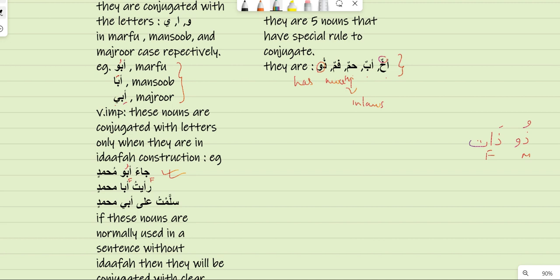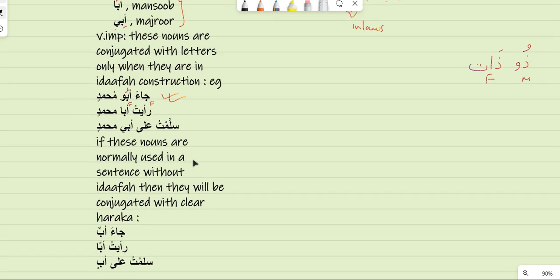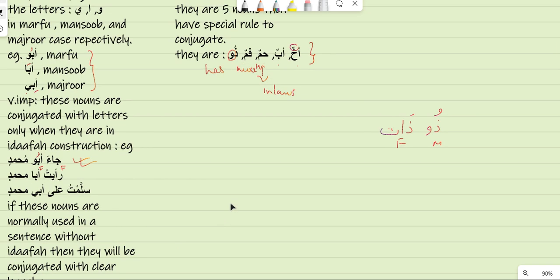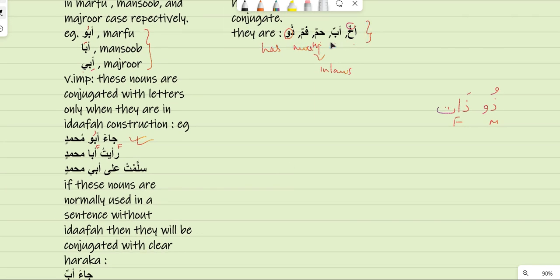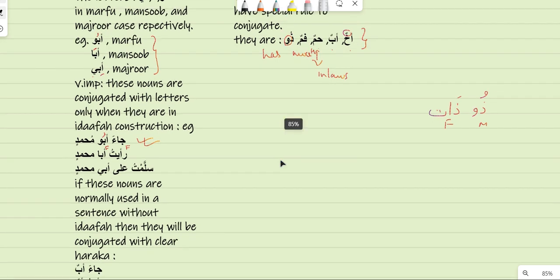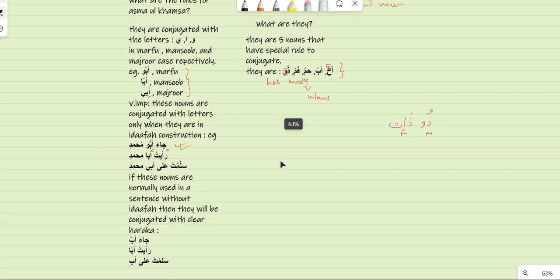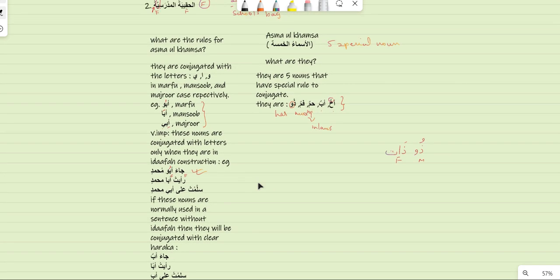Now if these nouns are normally used in a sentence without idafa, then they will be conjugated with clear haraka. Ja'a abun, ra'aytu aban, sallamtu ala abin. It's very clear. Same with ab, akh, ham, fam, and dhu. Same with all the nouns. So these are all the rules for Asma ul Khamsa. Very easy and very short.